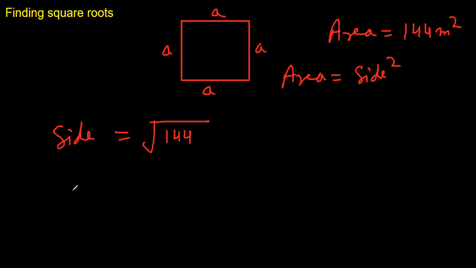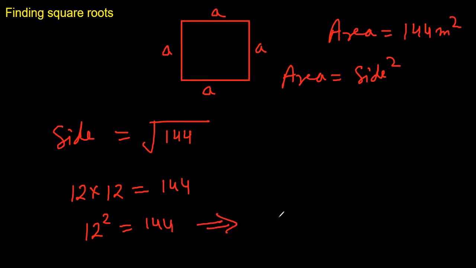To find square root of 144, we can see which number's square is 144. Well, we remember because we had done this before. 12 into 12 gives us 144. It means 12 square is equal to 144. This also means, now we will see the inverse method, I will say square root of 144 is equal to 12. What does this mean? It means side of this square is 12 meter.